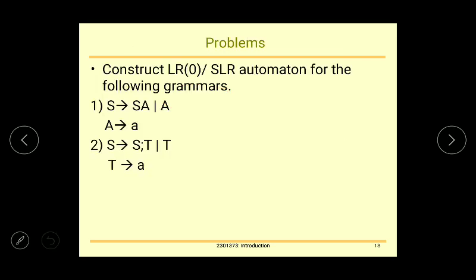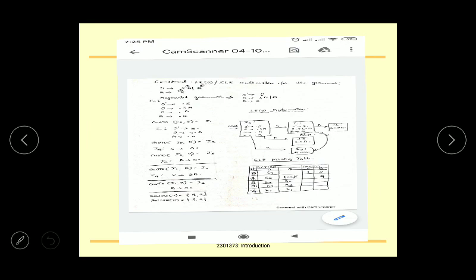Let us see the problem now. Then only you can understand what closure is and what goto is. Construct the LR(0) automaton for the following grammars. This example I will explain now, and the second example you have to solve. First, what we have to do is find the augmented grammar. The augmented grammar is written over here.